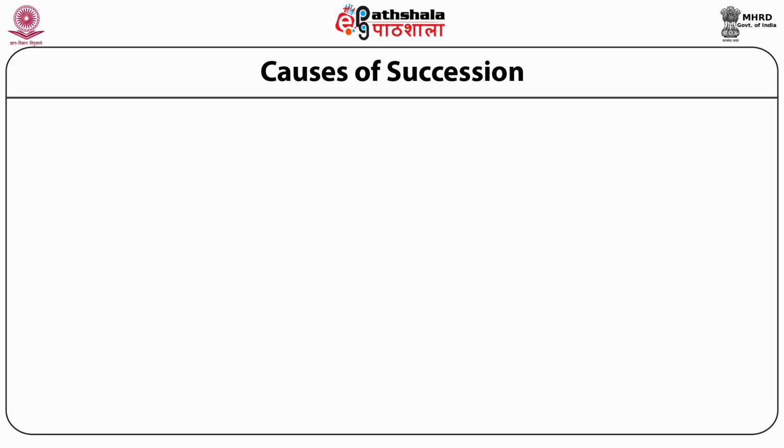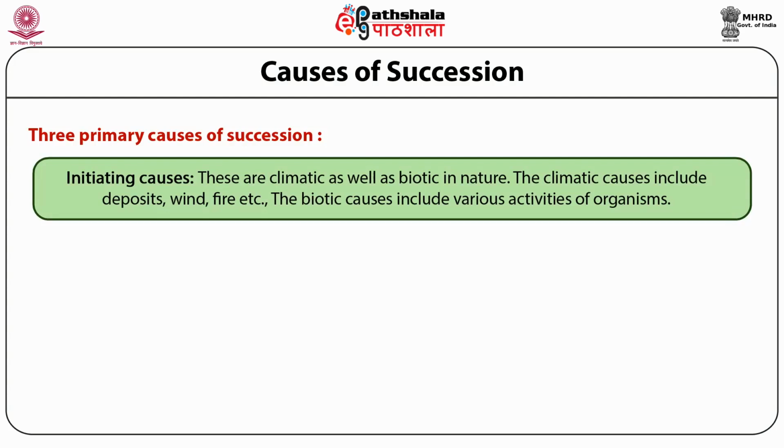Causes of succession. Since succession involves a series of complex processes, there exist many causes of its occurrence. Ecologists have recognized the following three primary causes of succession. The first is initial or initiating causes. These are climatic as well as biotic in nature. The climatic causes include factors such as erosion and deposits, wind, fire, etc., which are caused by lightning or volcanic activity. The biotic causes include various activities of organisms. All these causes produce bare areas or destroy the existing population in an area.